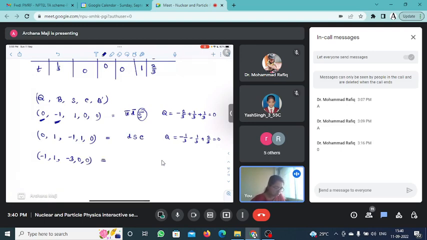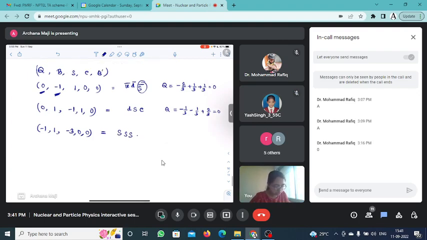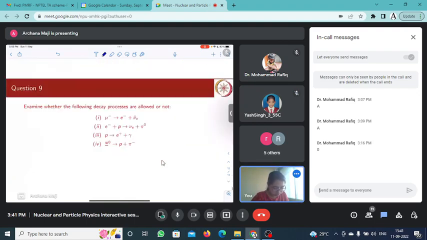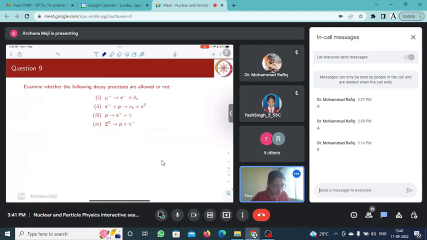So again a baryon, total charge -1 and strangeness -3. No charm quark, no bottom quark. All will be yes. Yeah. So, okay.